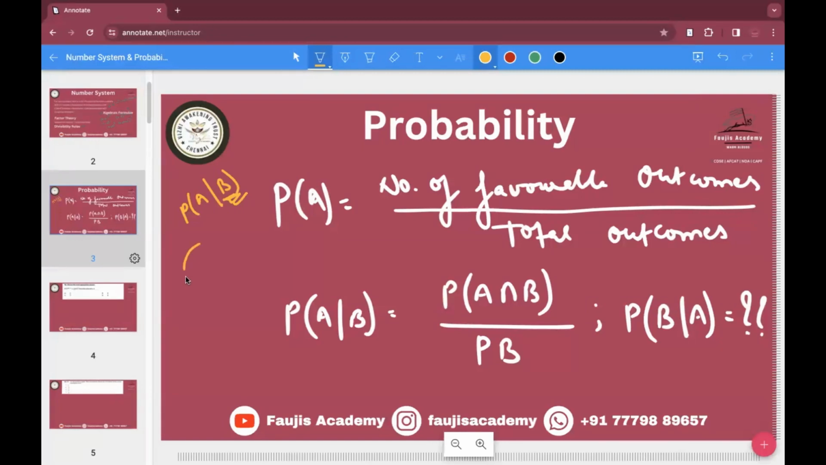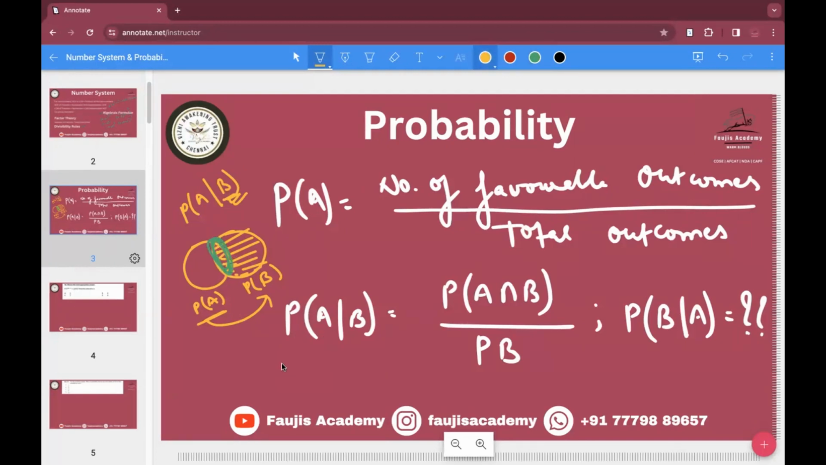Let's try to represent it this way. This is your A, this is your B. This is in terms of probability: probability of A, probability of B. We are into probability now. B has happened. The entire B has happened. Now they are saying probability of A given B has happened. So this intersection part is your answer, right? So it is given by this formula. Just remember it.